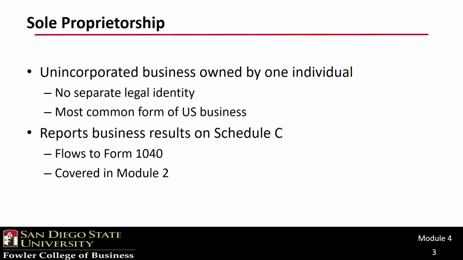A sole proprietor is an unincorporated business owned by one individual. There's generally no separate legal entity, and this remains the most popular form of doing business in the U.S., at least from a count perspective, not necessarily from a size perspective. So as we learned in an earlier module, sole proprietors report their income on Schedule C, that's part of their Form 1040, and thus they are flow-through or pass-through entities.